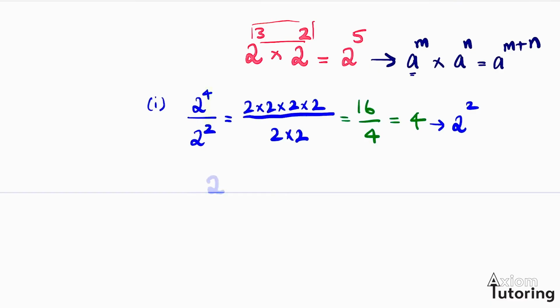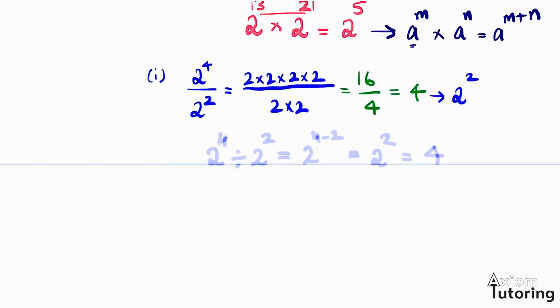2 to the 4 divided by 2 squared is 2 to the 4 minus 2, which gives us 2 squared, which equals 4. Let's do another example. What if we had 3 cubed divided by 3 squared? Well, we could just subtract the exponents, and that would leave us with 3 to the 1.